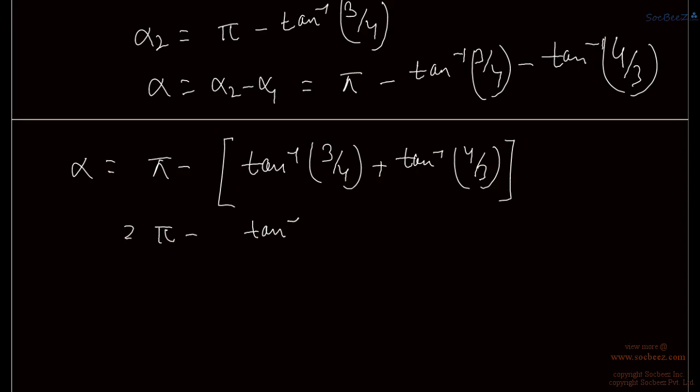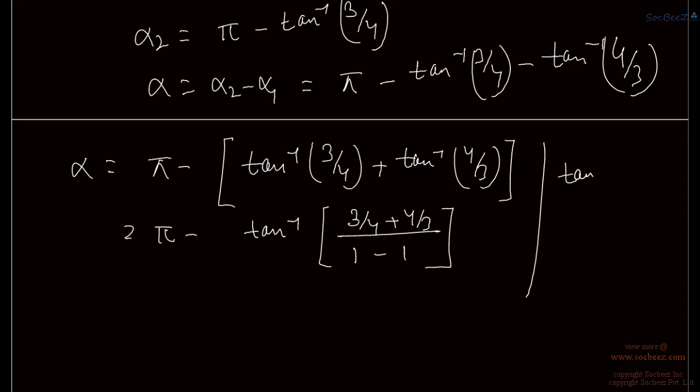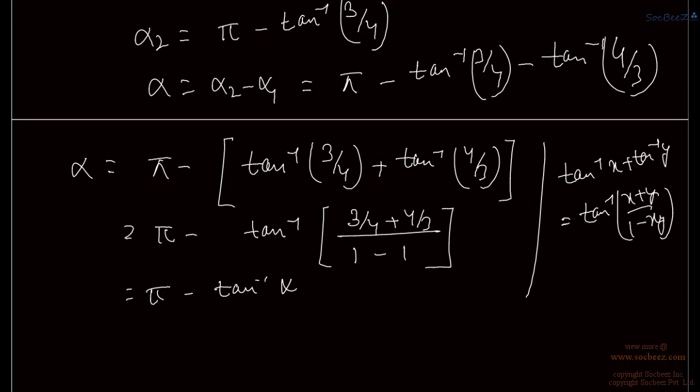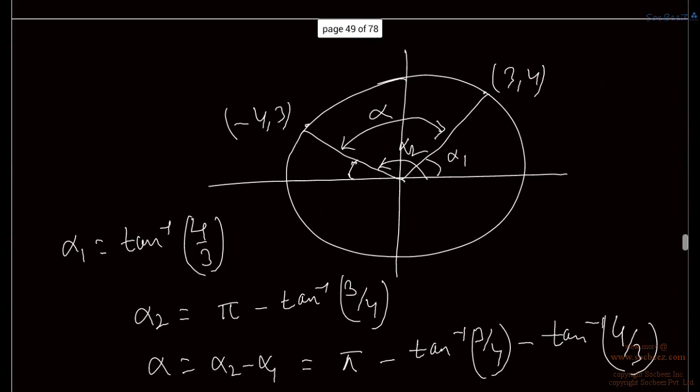So we have pi minus tan inverse of (3 by 4 plus 4 by 3) upon (1 minus 1). There is an identity in trigonometry that tan inverse x plus tan inverse y can be written as tan inverse of (x plus y) upon (1 minus xy). So we have written in the same manner. So it is actually pi minus tan inverse infinity, which is equal to pi minus pi by 2, which is pi by 2.